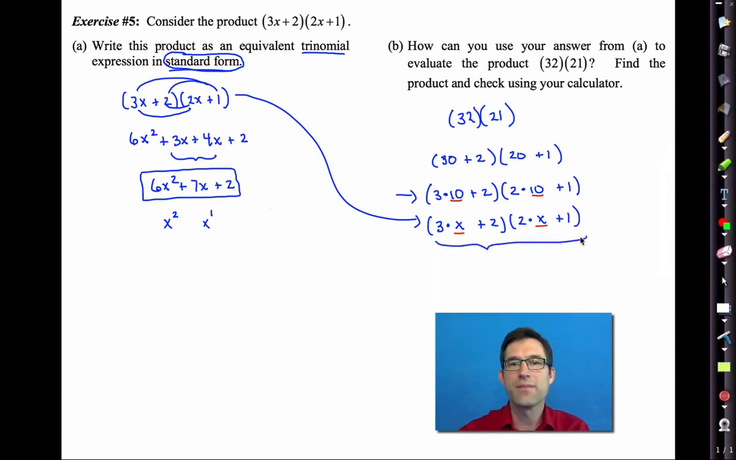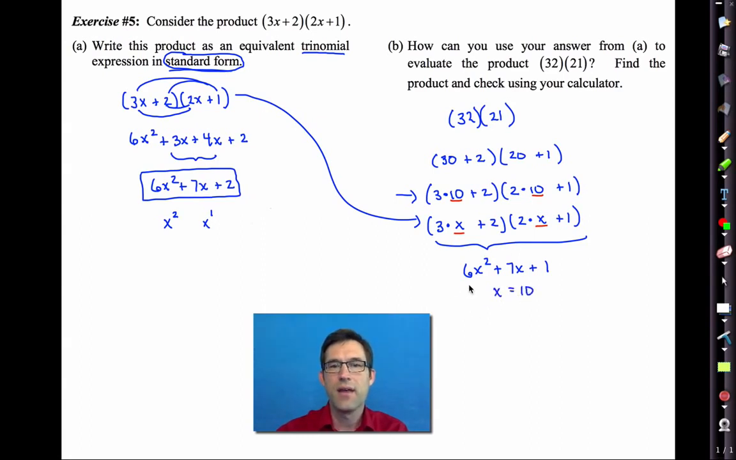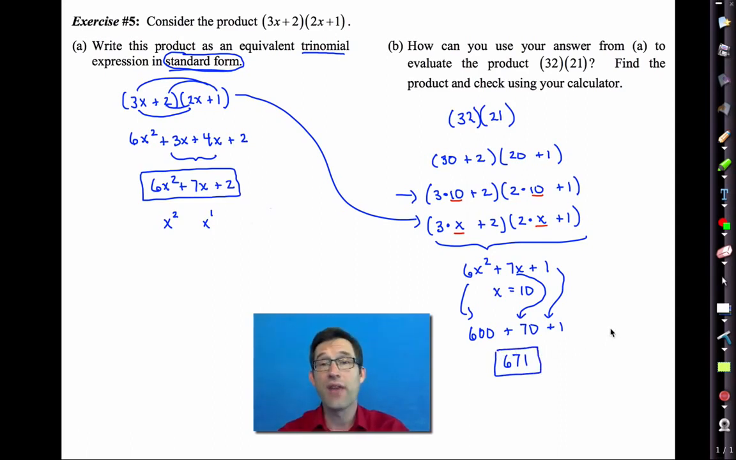Now, we know that this is all equal to 6x squared plus 7x plus 1. So if x is 10, then this is 600, this is 70, and this is 1. And so the product would be 671. All right? And you can easily check that on your calculator. If you take your calculator out now and you type in 32 times 21, whoops, man, what happened here? That's not 6x squared plus 7x plus 1, it's 6x squared plus 7x plus 2. I am just a mistake machine today. I'll make this into a 2 and it'll just be a messy 2. 672. Oh my goodness.